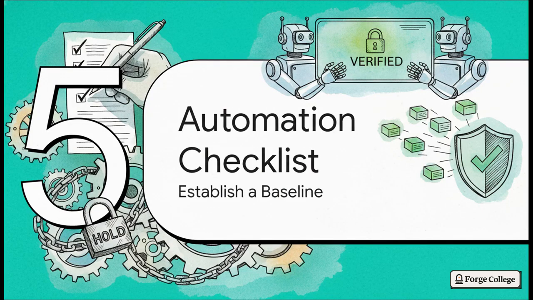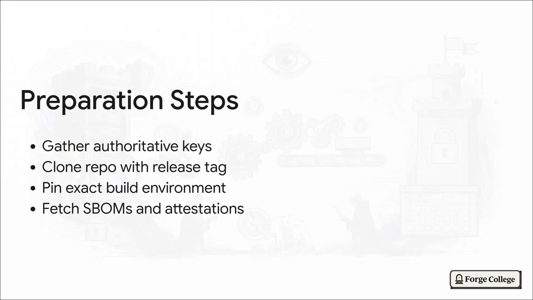Okay, Section 5, the pre-automation checklist. Time to establish our baseline. Before you hand the keys over to your CI/CD automation and let the robots take the wheel, you must manually run this checklist to establish a firm baseline of trust. Step 1 is preparation. First, prep your environment. Gather the authoritative public keys for your signers. Clone your repository exactly at the release tag. Lock down and pin the exact compiler versions you'll need to do a rebuild. And finally, fetch those SBOMs and attestations.